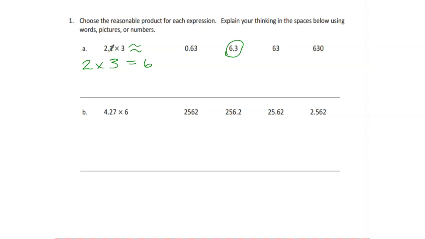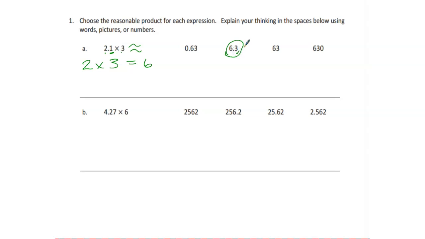If you notice, when I multiply 2 times 3, I get 6. So 2 times 3 is 6. I didn't multiply the 1/10 times 3. So 1/10 times 3 would be 3/10. That's my 3/10 right there.